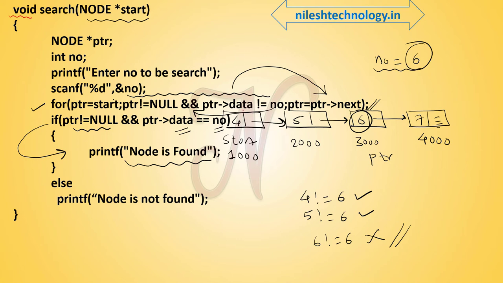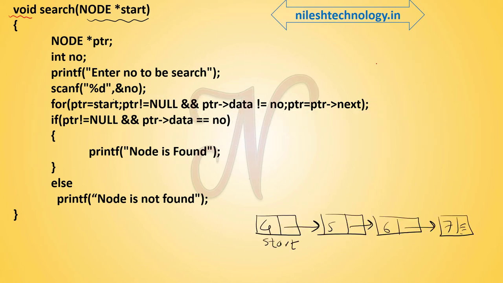Now we check the invalid condition. First we clear this content. For example, your number is equal to 12. So 12 is not in the linked list. By using this for loop, ptr equal to start. Here this is your ptr. Check here ptr is not equal to null and data is not equal to number. So ptr is not equal to null, the condition is true, and the second condition 4 is not equal to 12, true. So ptr equal to ptr of next.